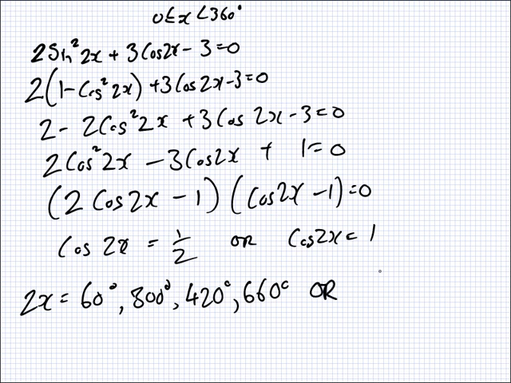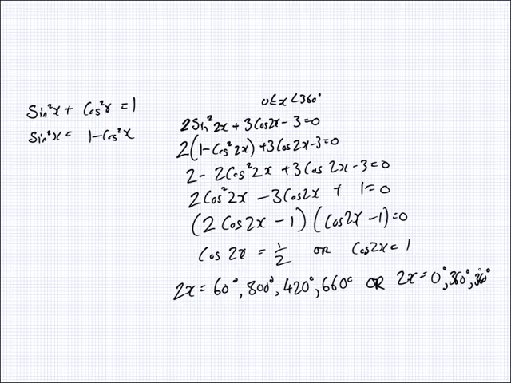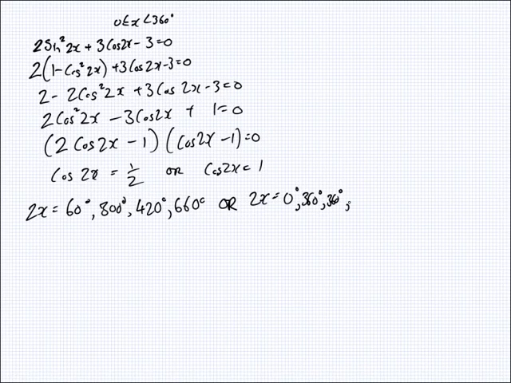Or, what's the first answer? Cos inverse 1 is 0, isn't it? Second answer? 360. Third answer? 360. Fourth answer? 720. Okay, what's to finish? Divide by 2.